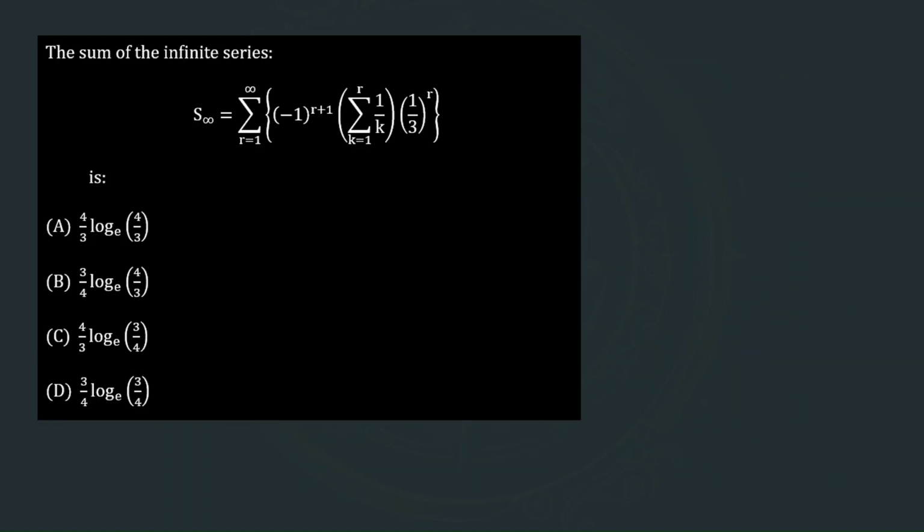So let's begin with a problem. It says, the sum of this infinite series is what? Okay, so it is a very complicated looking series. Let us understand this series by expanding this first. So the series is summation r equal to 1 to infinity, (-1)^(r+1), then it is (1 + 1/2 + 1/3 + ... + 1/r) times (1/3)^r.